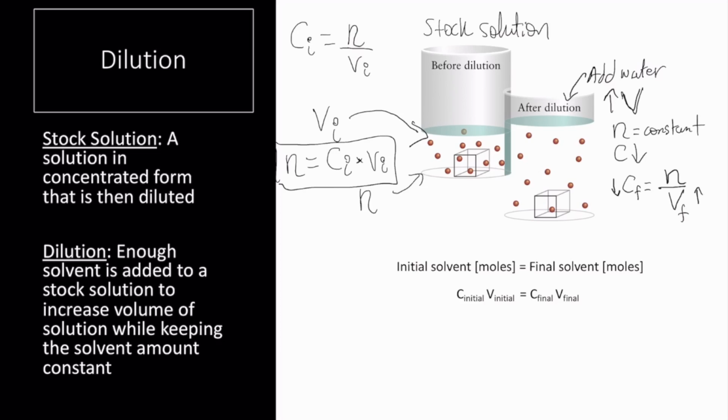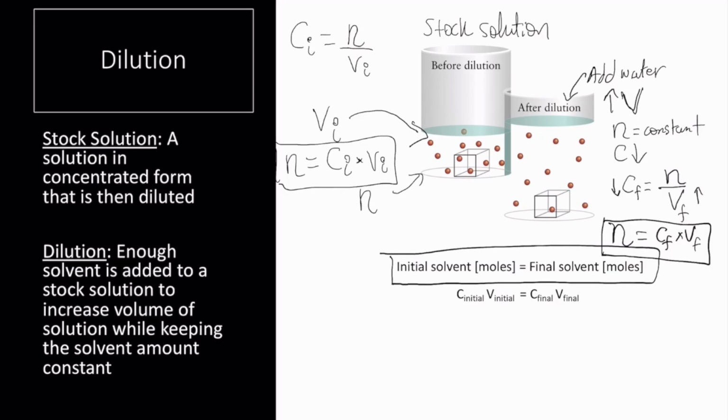So we can define the following equation. With the same number of moles, this is equal to the concentration final times the volume final. So the two number of moles are the same. We can define the following equation. Initial solute in moles is equal to the final solute in moles. And this is equal to concentration initial times volume initial, and equal to concentration final times volume final. And this is the dilution equation.